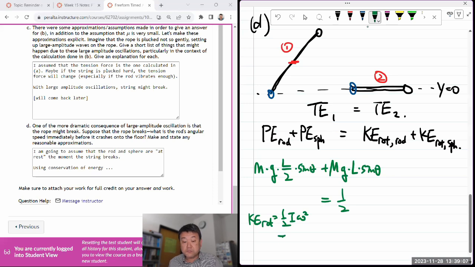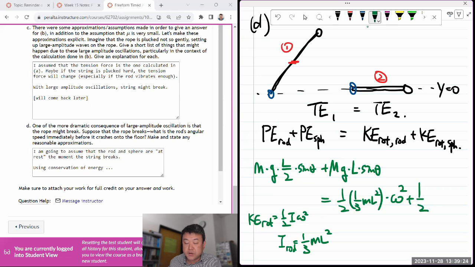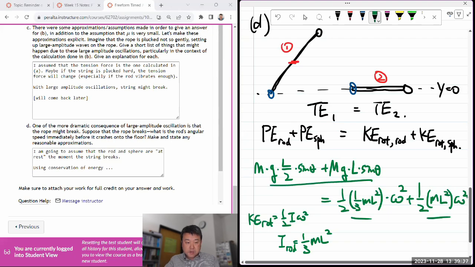So the rotational inertia of a rod spun about its end is 1/3 m L squared. I have it memorized. If you don't have it memorized, then you'll have to spend some time looking it up, times omega squared, plus, they're going to have the same angular velocity because they are moving together as a rigid body. The sphere, I'm going to treat it as a point mass. It'll have rotational inertia of M L squared, mass times distance from the center of rotation. So, okay, I have this expression.